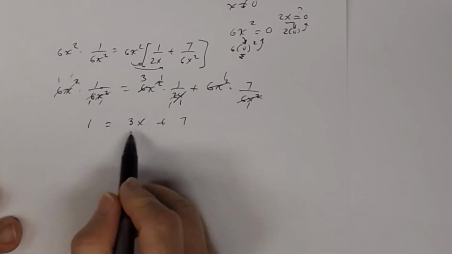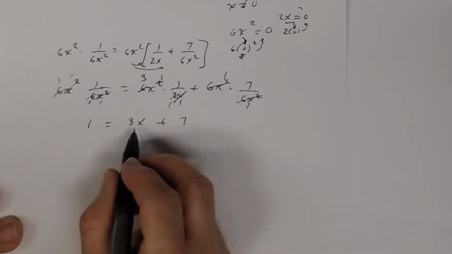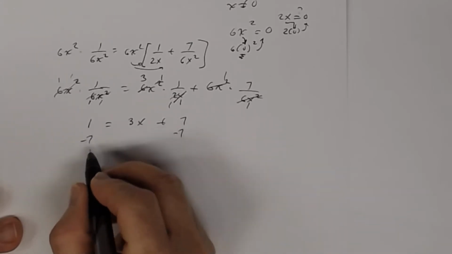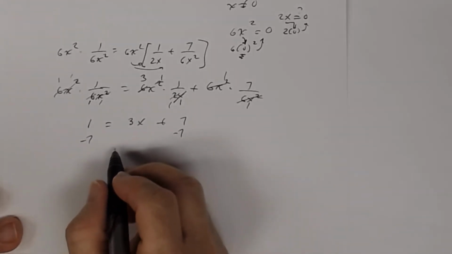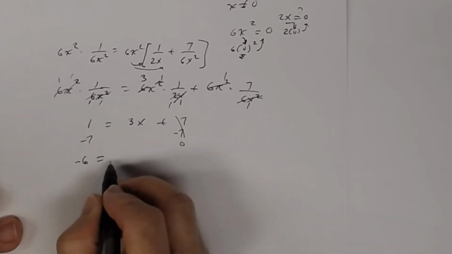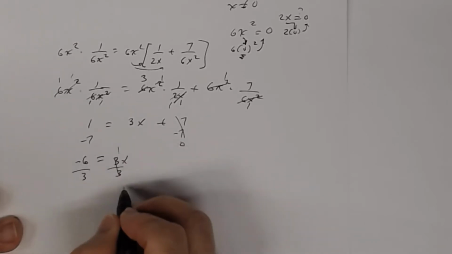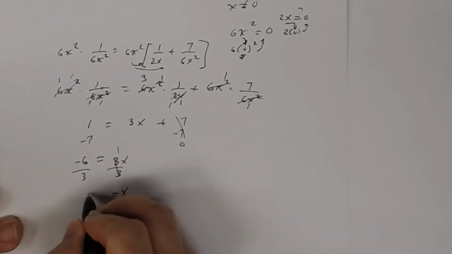Now, this is an easy problem to deal with. It's a linear equation, so that's easy to deal with. You bring all the constants to one side, variables to the other. So I'm going to subtract 7 from both sides. And when I subtract 7 from both sides, I get 1 minus 7 is a negative 6 equal, this is 0, and I get 3x. And then if I divide both sides by 3, I get my proposed solution to be a negative 2.